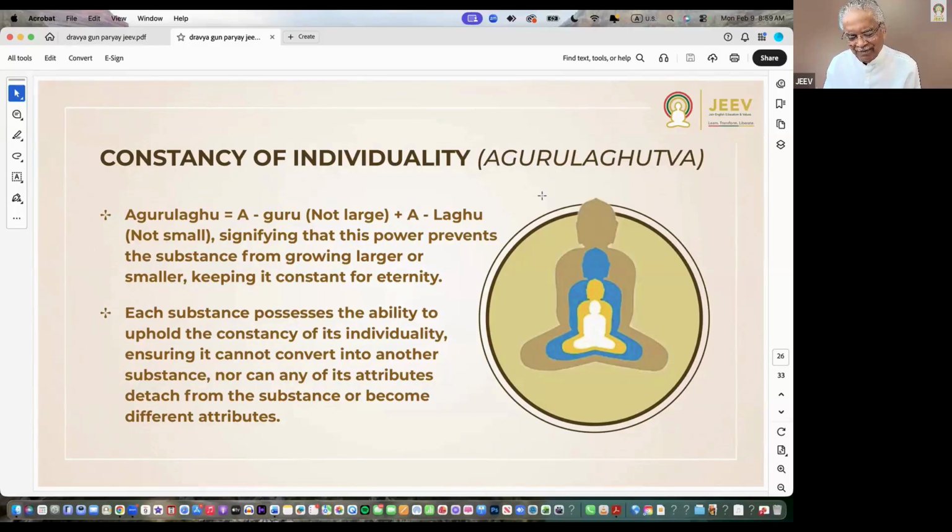This is amazing. That means all the attributes I have, the knowledge attribute, the faith attribute, the conduct attribute, will they go away from me? Never, never, never. Even if I go to Nigod or Narak or anywhere else, my attributes are with me, continuously staying with me. So keep that in mind.